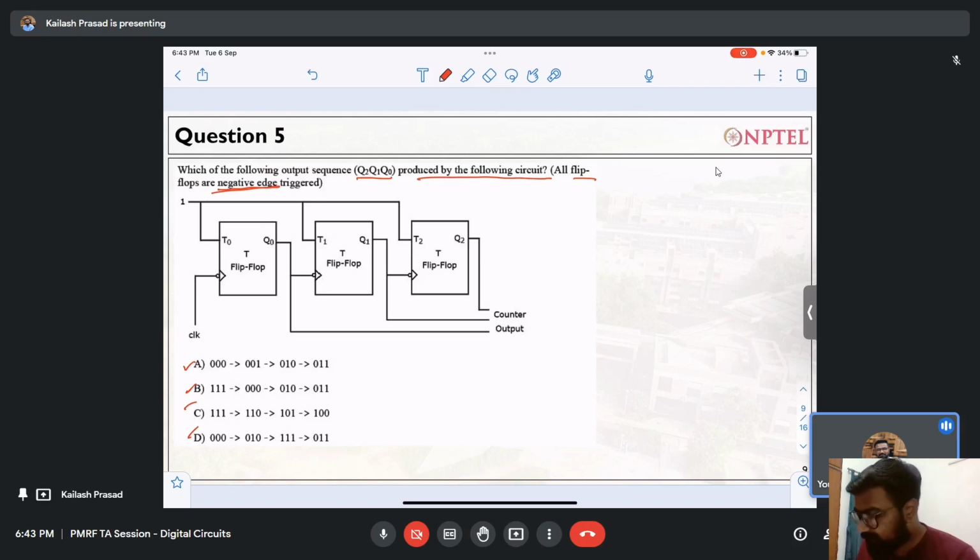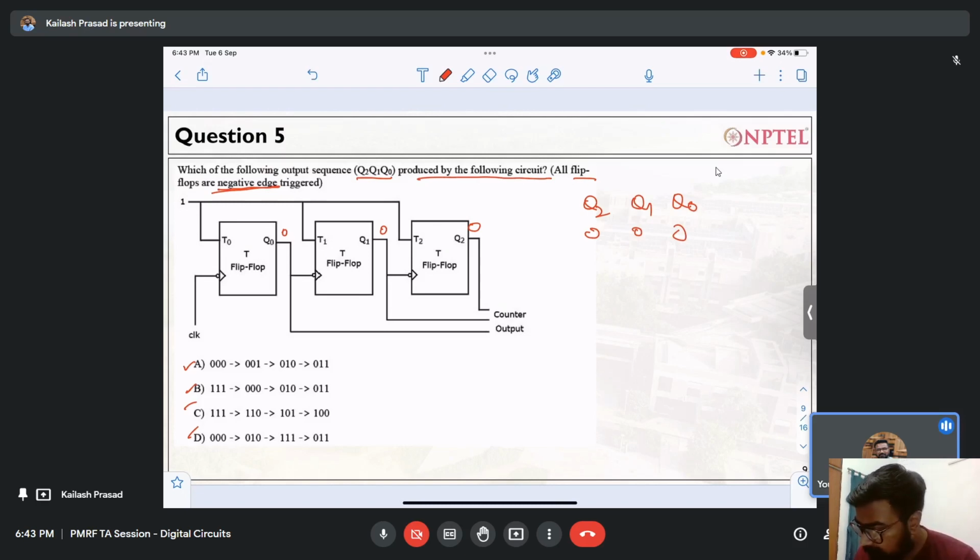So let me start quickly. Okay, so I can have two initial states, right? Either 0, 0, 0, 0 or 1, 1, 1, 1, right? So let me start with 0, 0, 0, 0. So if my initial state is 0, 0, 0, 0, let me write it down: Q2, Q1, Q0. So it is 0, 0, 0, 0. Okay, so what will be my next state? In the falling edge of the clock cycle, I have to see what will happen.